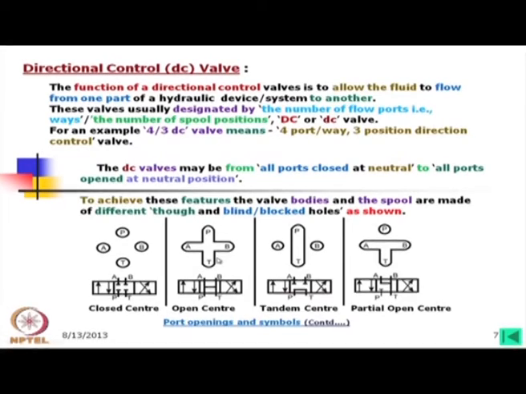Now, the next one is the fully open center. At neutral position it is fully open, represented by the plus sign, where A, P, B, T all are interconnected at neutral position, others are the same as closed center. Next one is the tandem center. In that case, at neutral position, the pressure port is connected to the tank port, this is to save energy. The flow at idle condition is going directly to the tank.